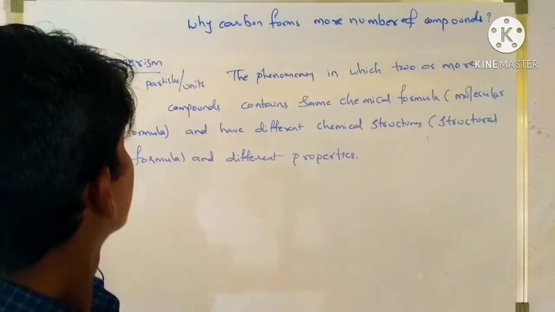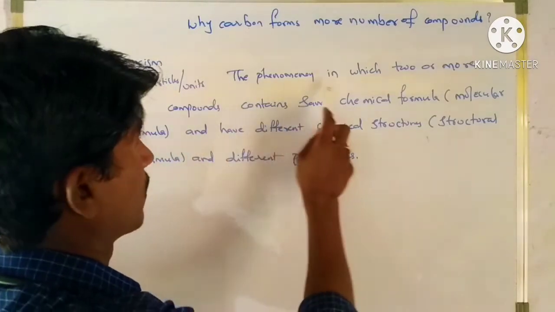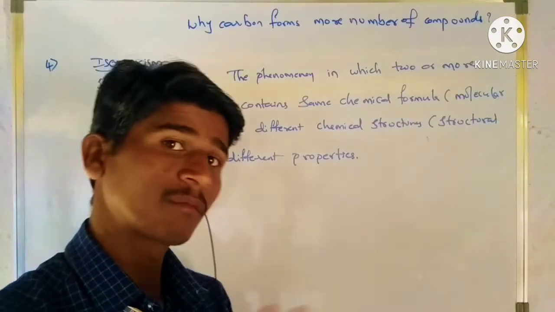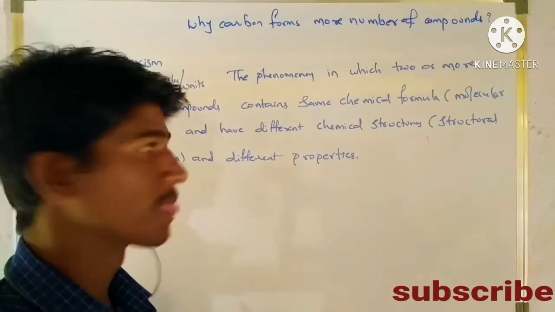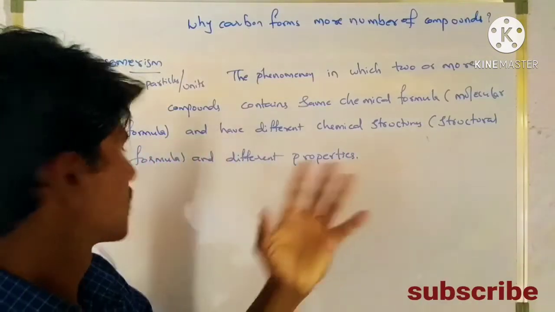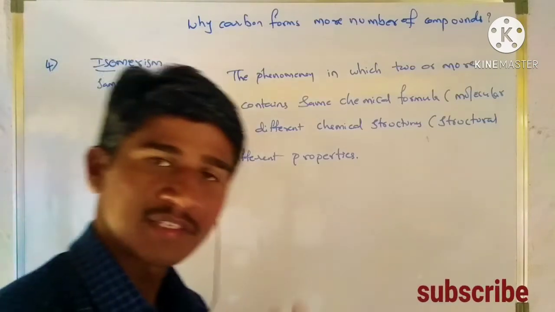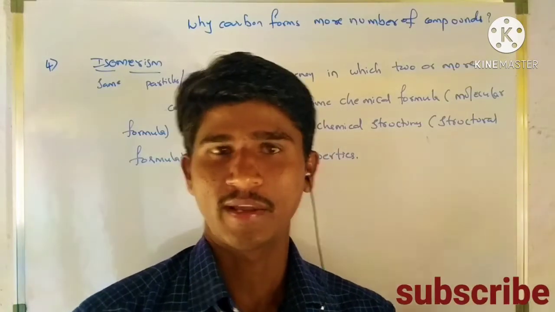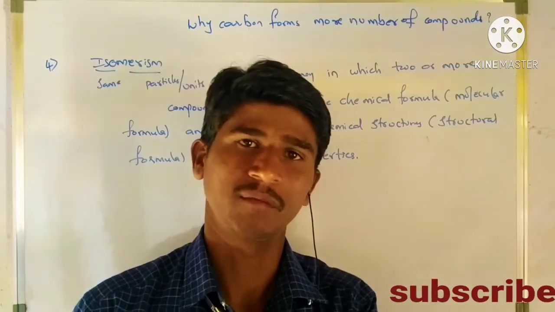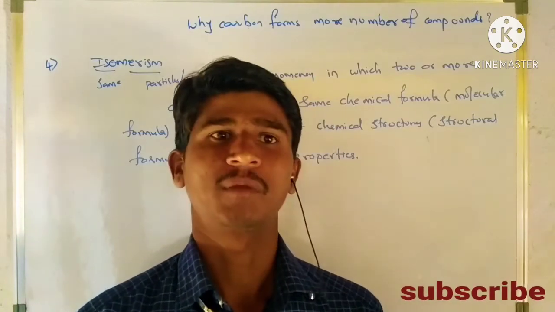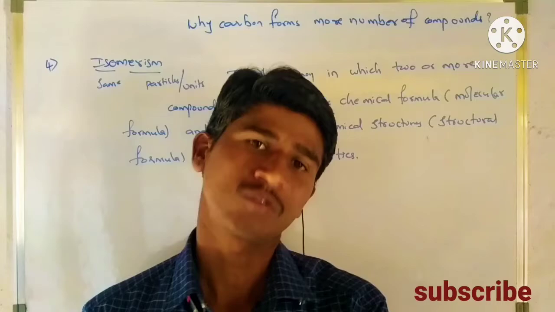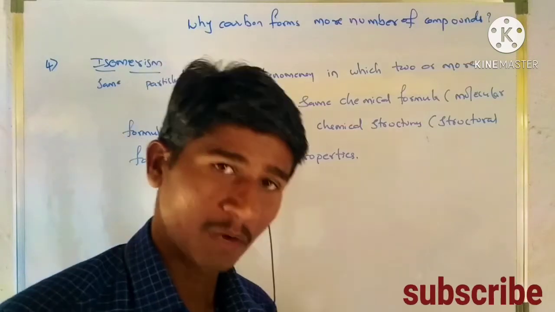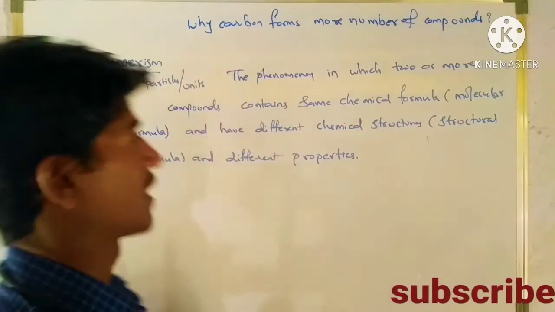So isomerism is a phenomenon in which two or more compounds contain the same chemical formula. The chemical formula is the same, meaning the molecular formula is the same, and they have different chemical structures, meaning the structural formula is different, and the properties are also different. That phenomenon is called isomerism. And the molecules which exhibit that are known as isomers.